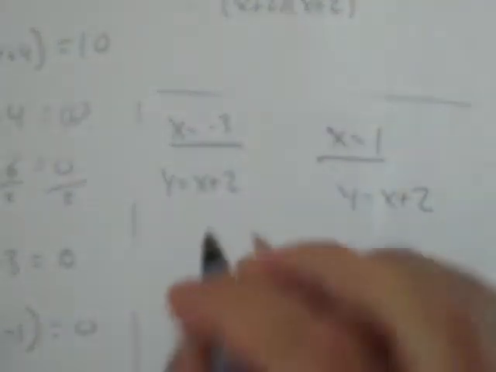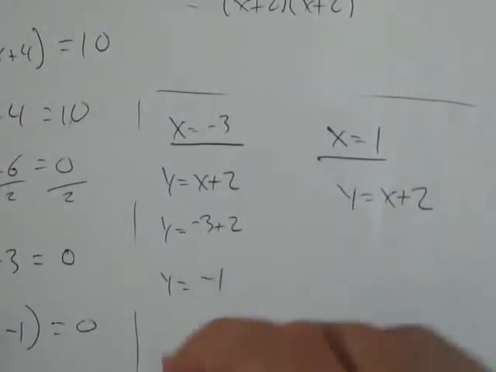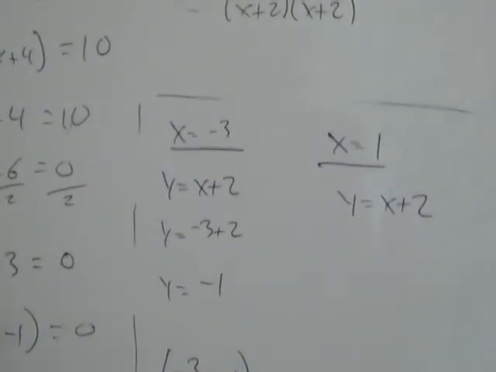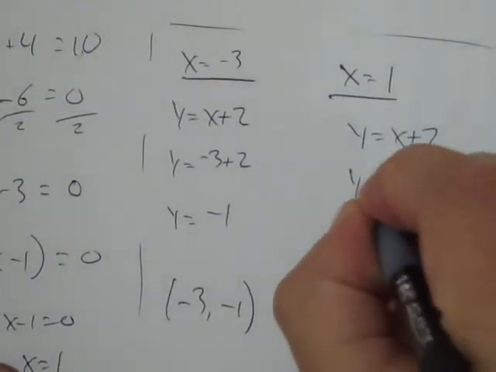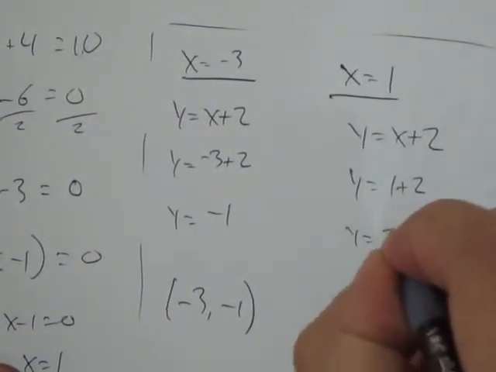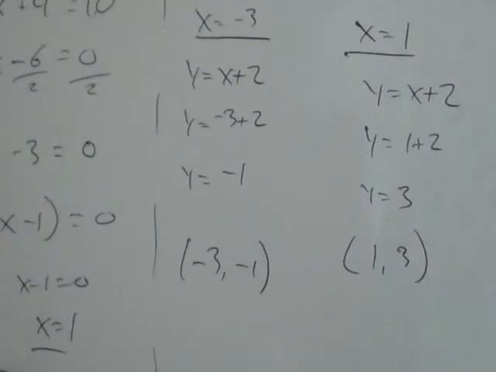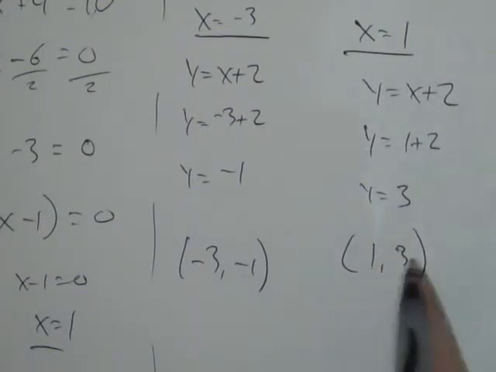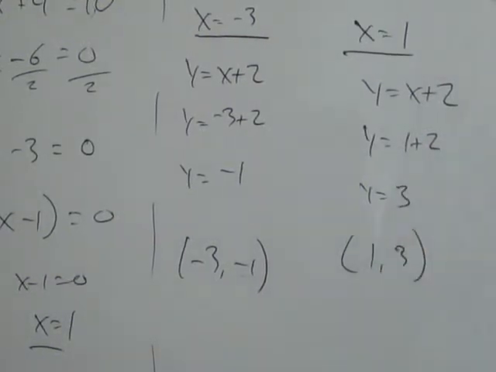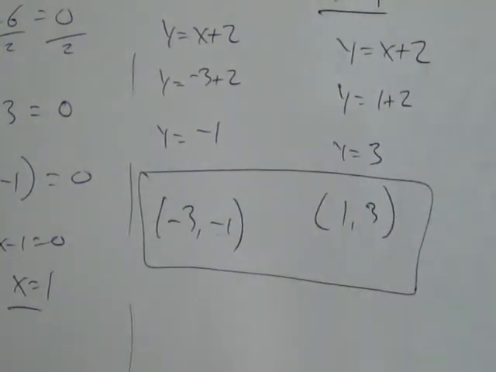We'll plug in negative 3, so y equals negative 3 plus 2, so y equals negative 1. So this gives us the point negative 3, negative 1. And then we plug in 1, so y equals 1 plus 2, and so y equals 3. So here we get the point 1, 3. So those are our 2 points where these things cross. They cross at negative 3, negative 1, and at 1, 3. So that's our circle and our line. And we can go back, plug these back into the original equations, and they should work. So those are our 2 points where the circle and the line cross.